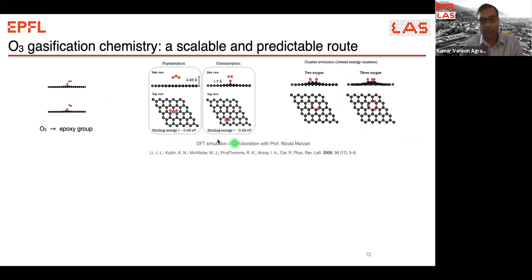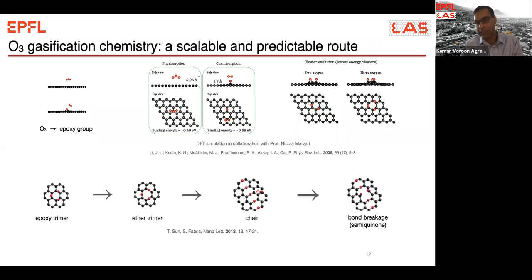This quickly chemisorbs with a binding energy of around 0.59 electron volt, so this happens at quite a rapid rate. What is also interesting is that once you form this epoxy group, it is highly mobile on the surface. So you start with one, the second epoxy group hovers around and starts to form these clusters to minimize their net energy, and you end up with a trimer of these epoxy.